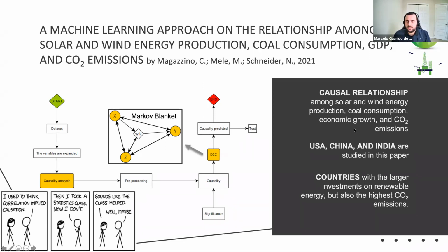So what they are doing in this paper, they study these 3 countries because they have the highest investments in renewable energy, but in counterpart, they are also the highest in CO2 emissions. They are going to be using a method called Markov blankets. This is a graph representation where you have different variables, and then you calculate the weights that measure relationship and causation between them.